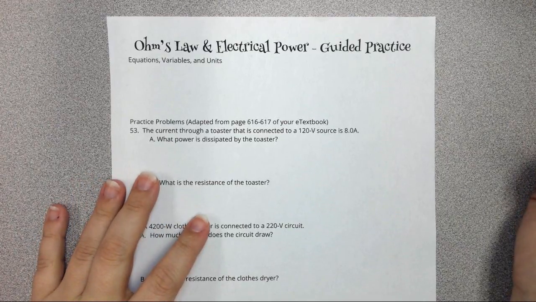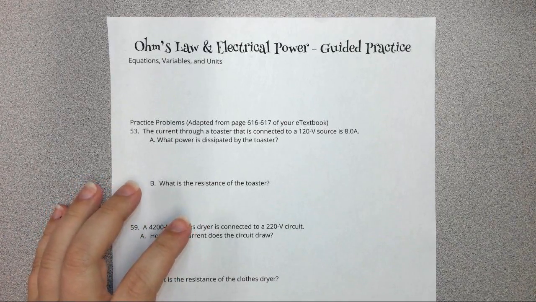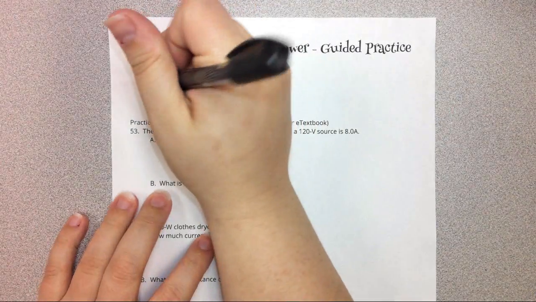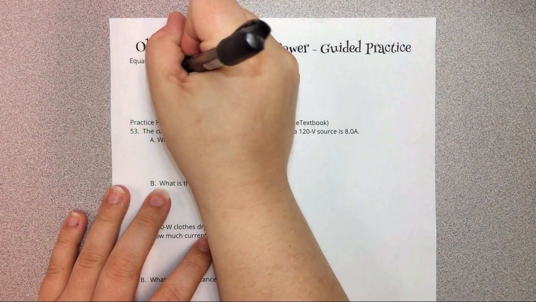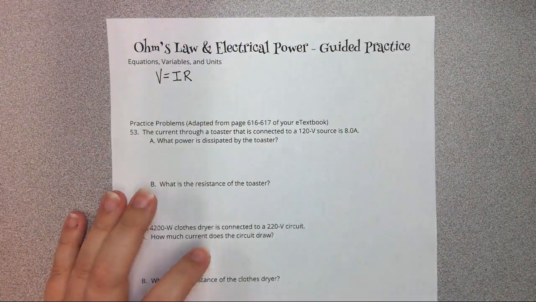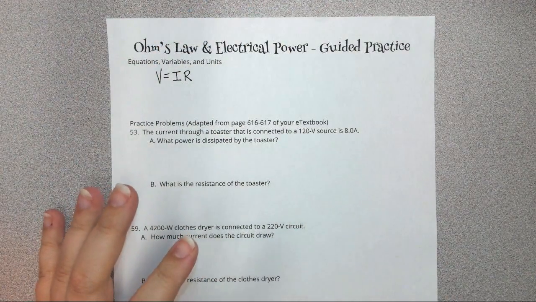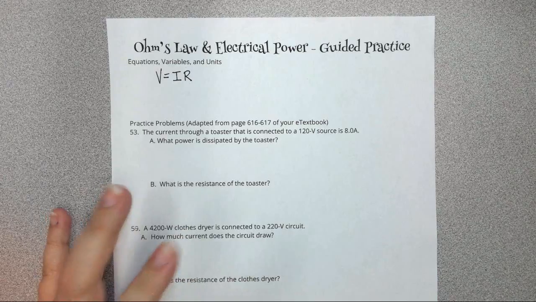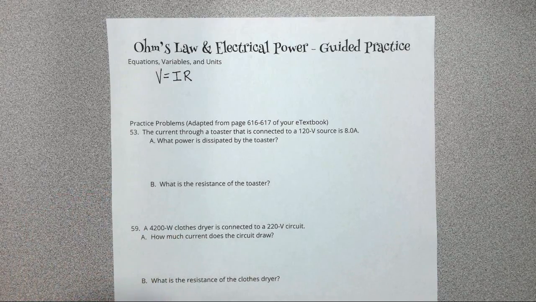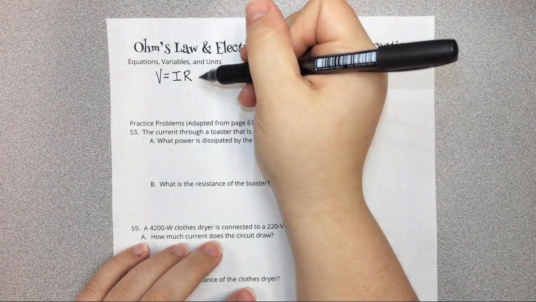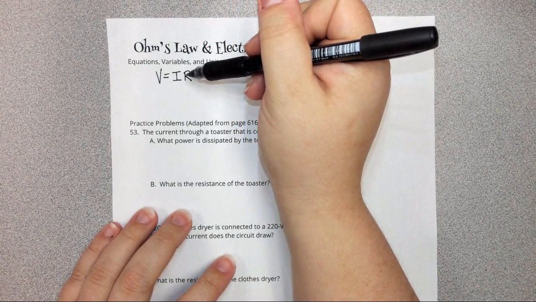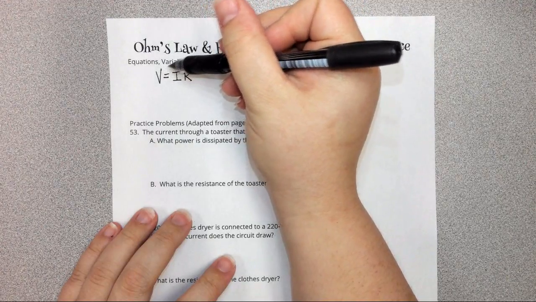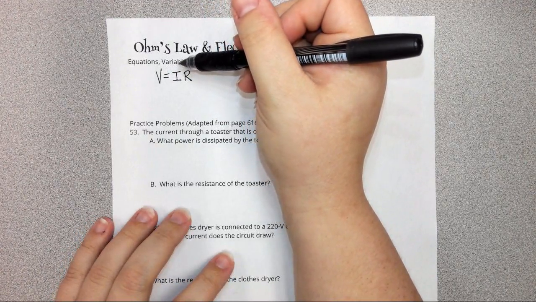So before we solve any problems, the first thing I'd like to go over are the equations that we use. So the first equation is Ohm's Law, V equals I R. You may also see it written V over I equals R, V over R equals I. Either way, it's describing the relationship between voltage, resistance, and current. So current and resistance are inversely proportional to each other, and they're both directly proportional to voltage.